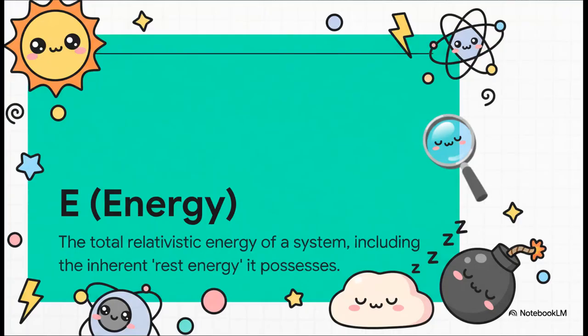First up, you've got E, and E stands for energy. But we're not just talking about the energy of motion or heat. We're talking about the total energy of an object. This includes a pretty wild concept called rest energy. This is the huge amount of energy an object has just because it exists, just by being there.